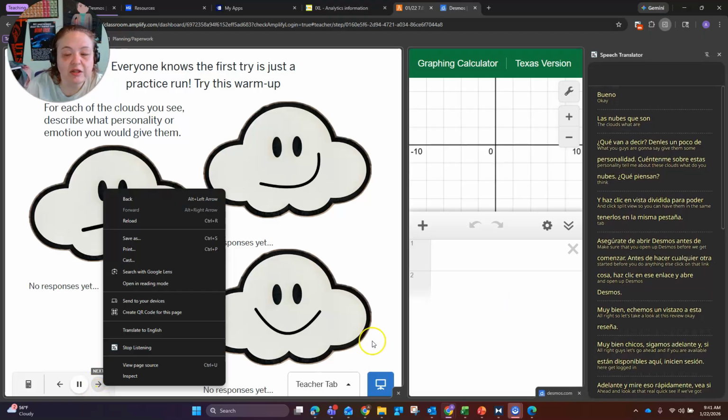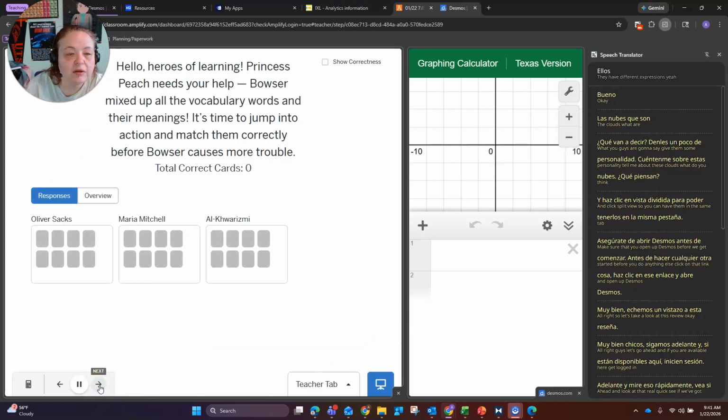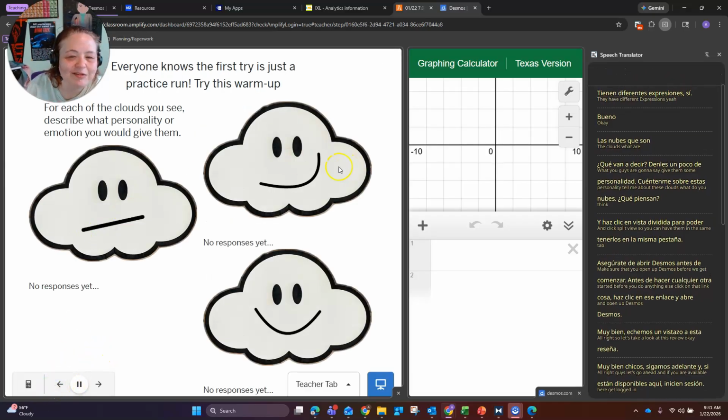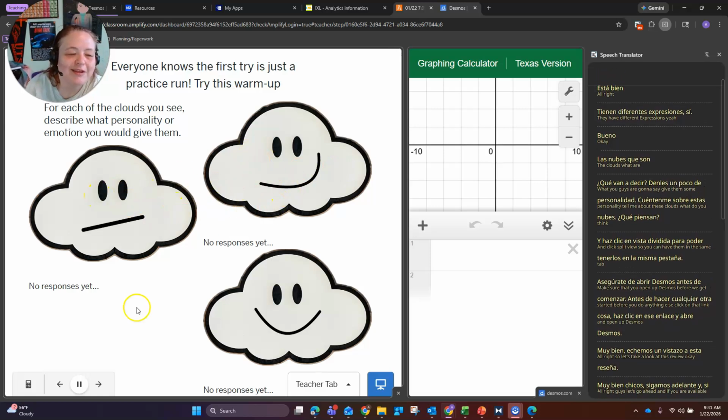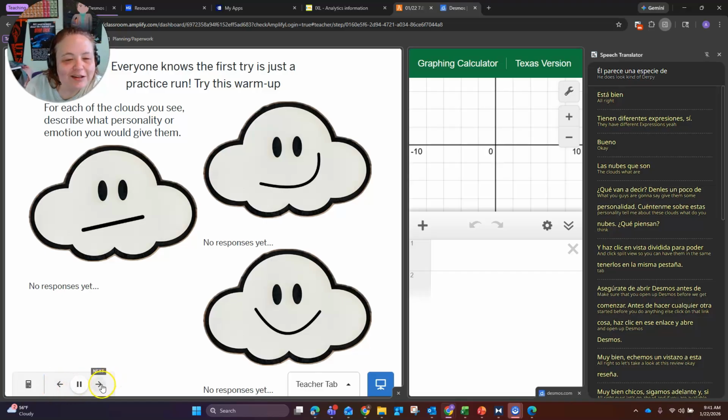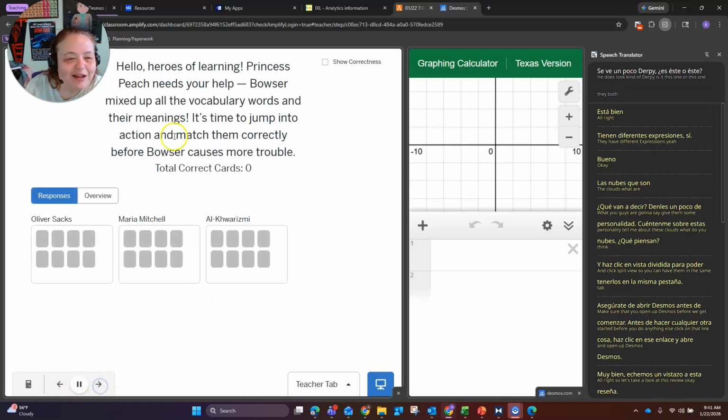They have different expressions, yeah. All right. The first one looks derpy. I love that. He does look kind of derpy. Is it this one or this one? They both look kind of derpy. I drew those. All right, so the top one.